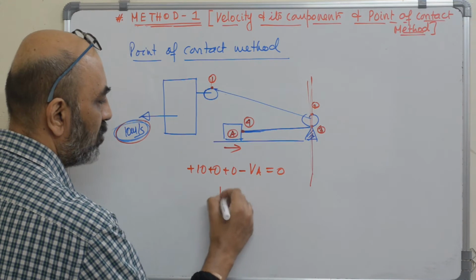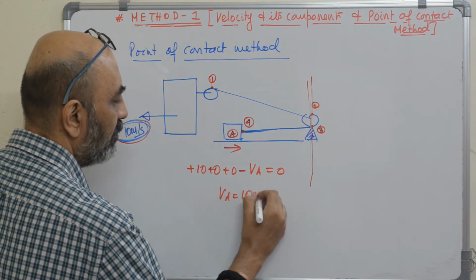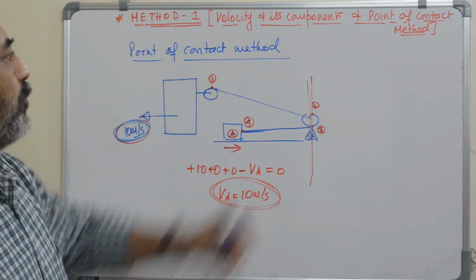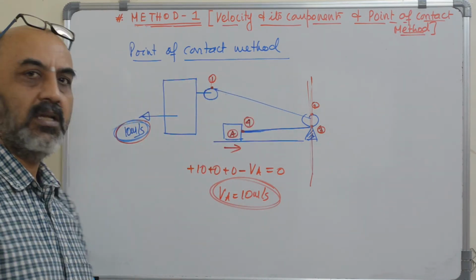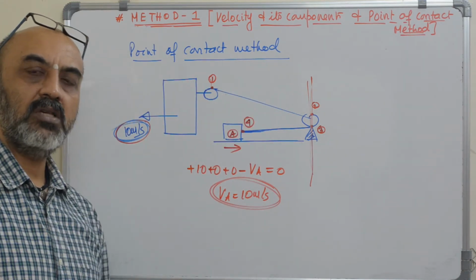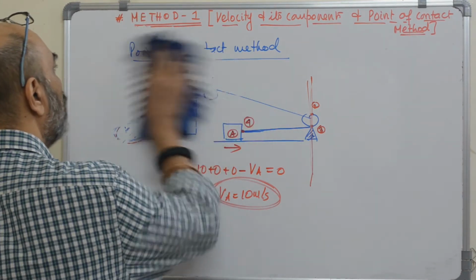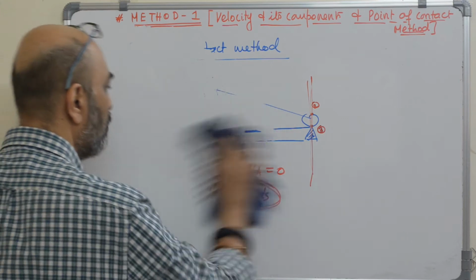So from here I think you get VA as 10 meter per second. So this is the logic. This is known as the point of contact method. I think you will understand this in more detail when we actually solve the numericals. So without wasting too much time or without too much ado, let us begin with the numericals.